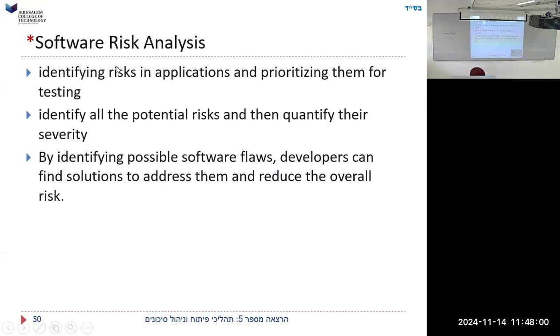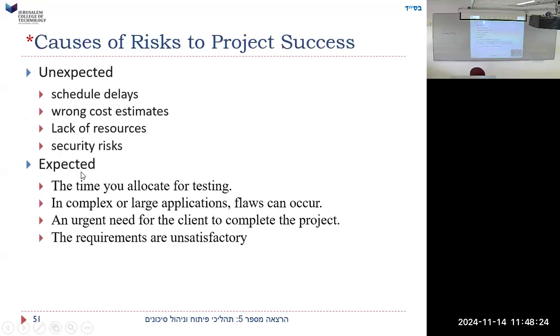Okay, software risk analysis. Identify the risks in applications, prioritize them for testing. In other words, figure out which risks are more important for you to deal with. Identify all potential risks and then quantify their severity, which ones are worse. By identifying possible software flaws, developers can find solutions to address them and reduce the overall risk.